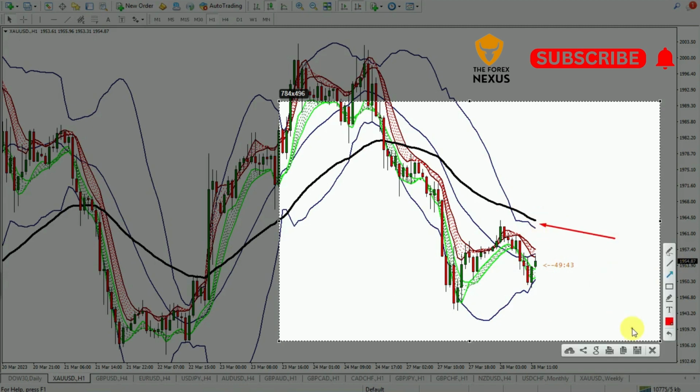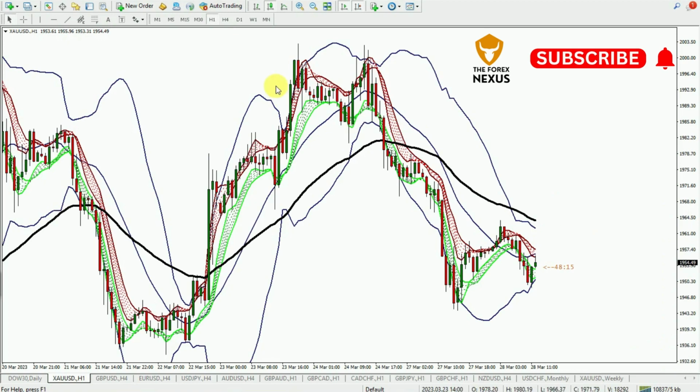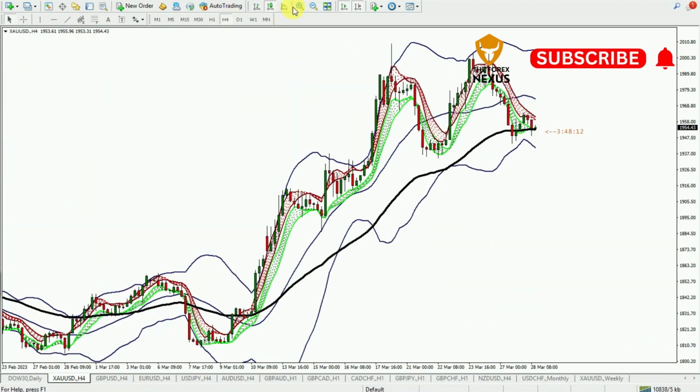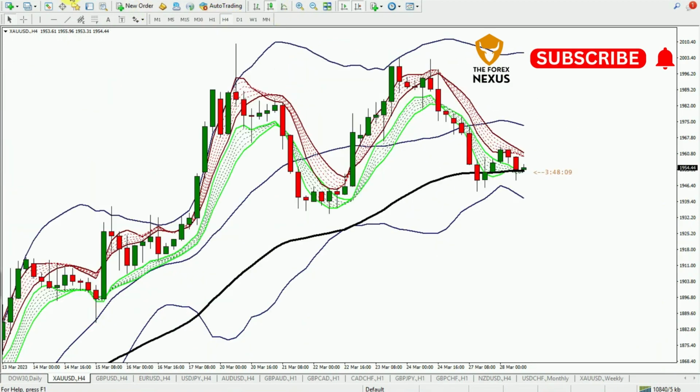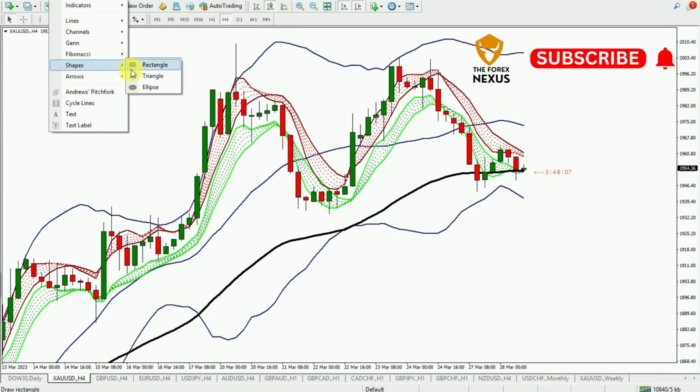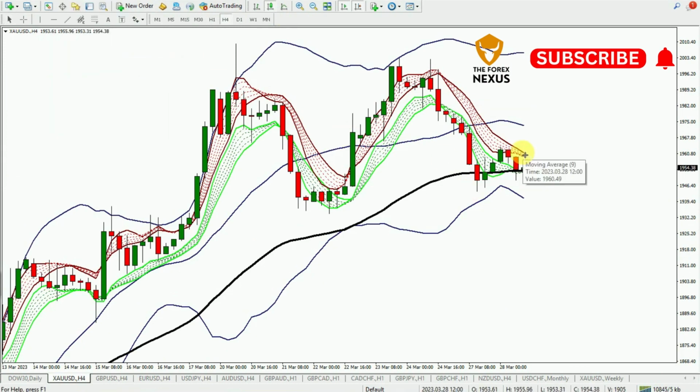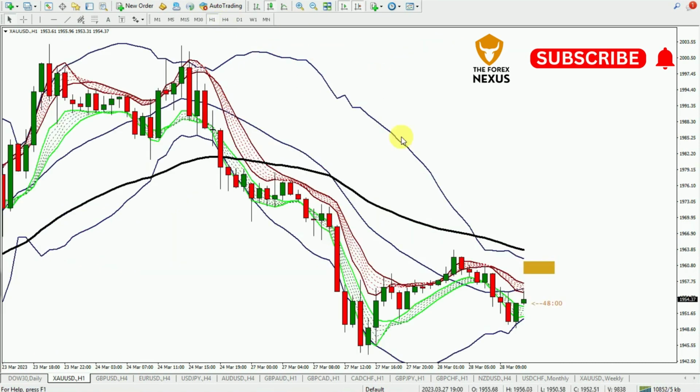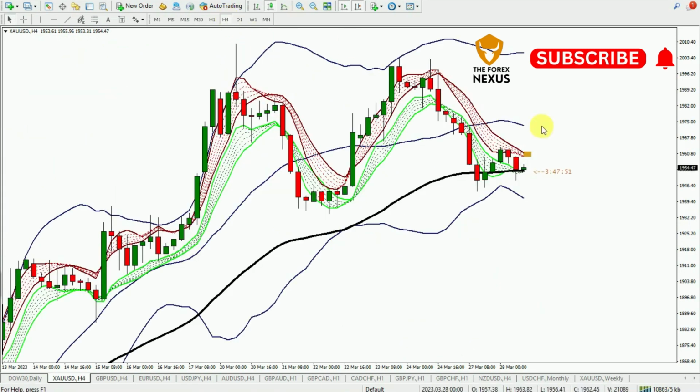Why this point? Because on the H4 time frame, let's move to H4. This is the H4 time frame. On the H1 time frame, here we will get rejection from BBMA 50 also, EMA 5/10 high on the H4 time frame here at this point.